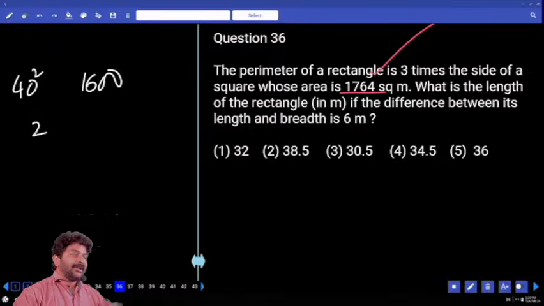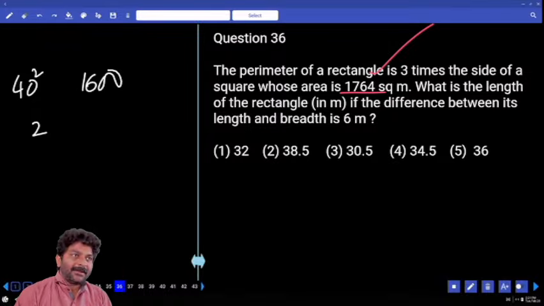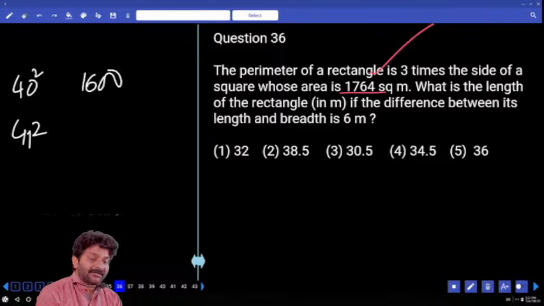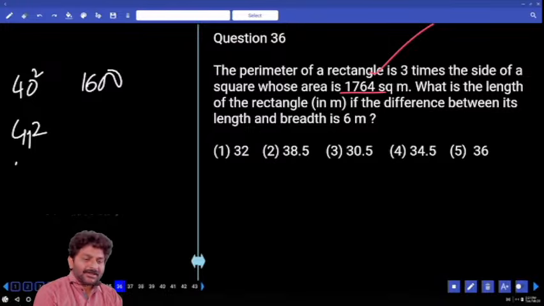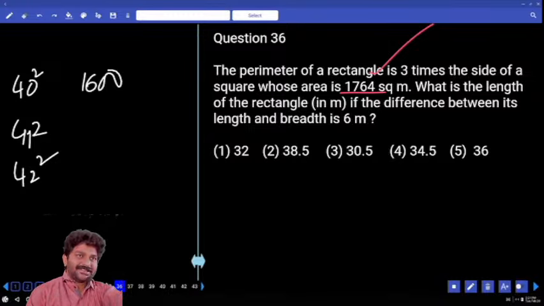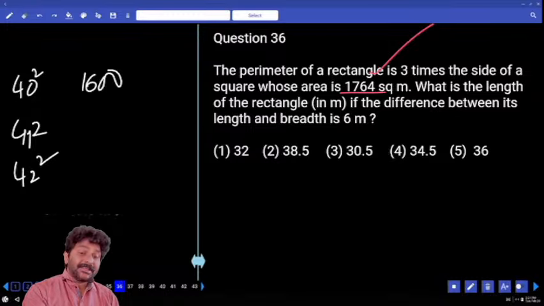The other way is from 40 square to 41 square, you need to add 40 plus 41. Approximately 80. Don't calculate exact. Approximate range 80. So from 41 square to 42 square, again you need to add both the numbers. Again here also approximately double the number, which is 80 only. 80, 80, 160. That means our value should be nearby 1760, and it is that. Understood? Right. So this way also you can calculate.